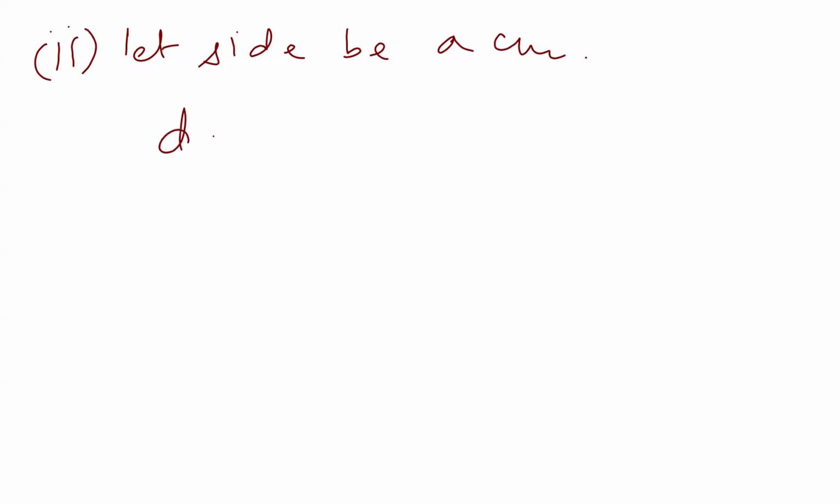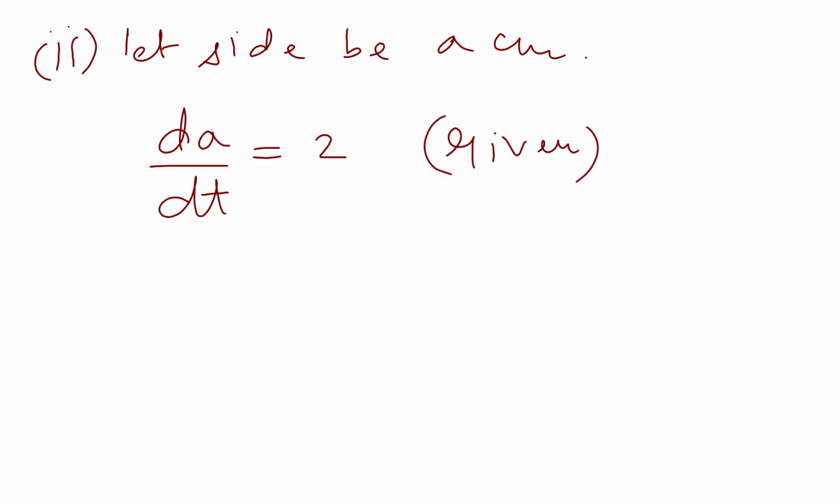Okay, so the side is changing. So side changes over a period of time. So dA by dt, this rate is given, that is 2 centimeter per second. This is given to us. And the initial side is 10 centimeters, A is equal to 10 centimeters. This is also given at the end of the problem. See, find the rate at which the area increases when the side is 10 centimeters.